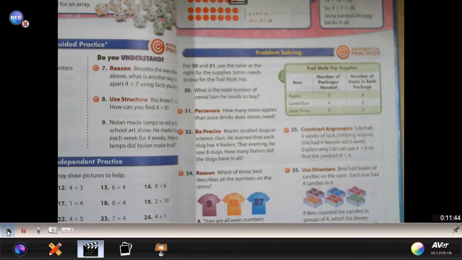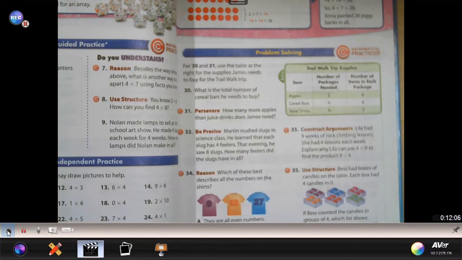So this is repeated addition, or it's multiplication, because you can add 4 plus 4 plus 4 plus 4 plus 4 plus 4 plus 4 plus 4. Or if we use our multiplication facts, 4 times 8, when I add up all those groups of 4, is going to give me 32 feelers in all.